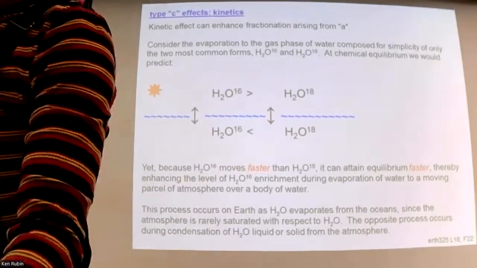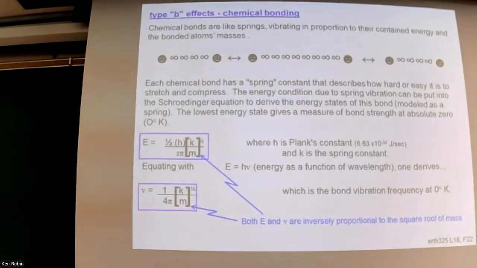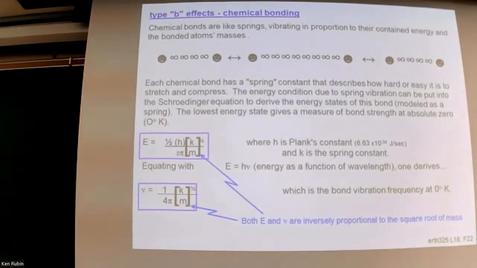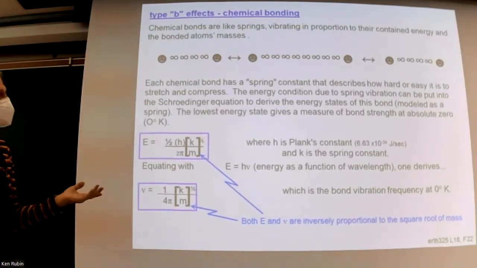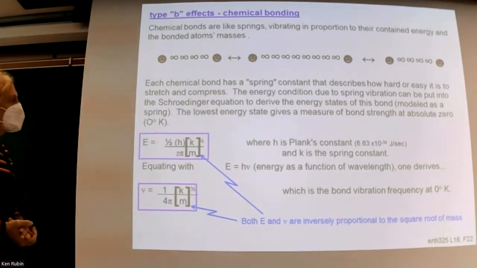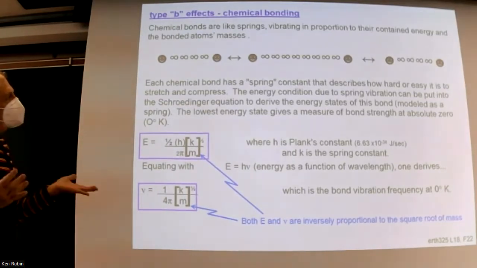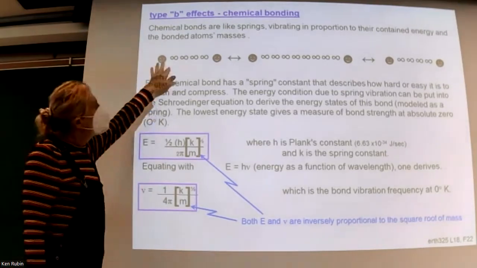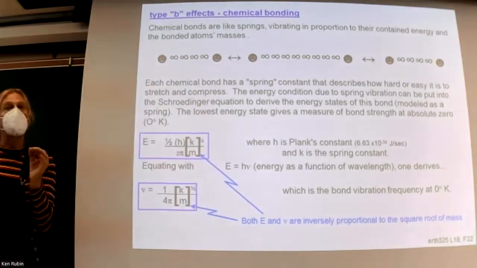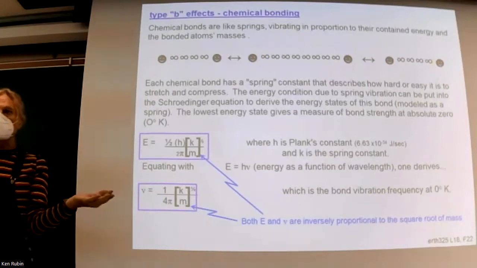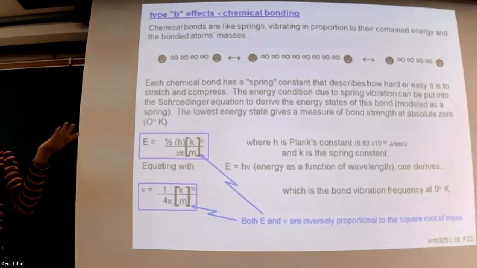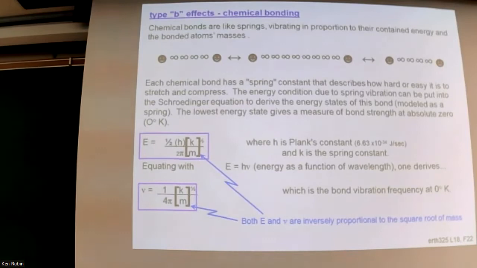Okay. So now here's the other type of effects, which have to do with chemical bonding. In that case, water molecules were just evaporating in a bulk sense. We weren't breaking or forming any bonds. What about when we break and form bonds, which happens all the time in nature? It turns out that quantum mechanically, the way we explain bond energy is to think about bonds as springs with a spring constant. Everyone had their physics class. We learned about stiff springs and not so stiff springs. So a stiff spring is like a strong bond, and a less stiff spring is like a weak bond.